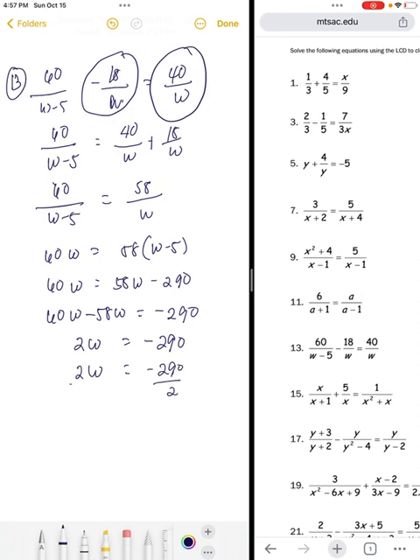Okay, kasi yung 2W natin, i-divide natin sa 2. So, cancel out yun. W will be equal to, ilan ba yun? 290 divided by 2, so, 145. So, W equals negative 145. Okay.